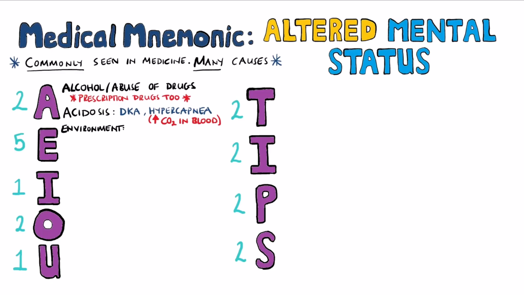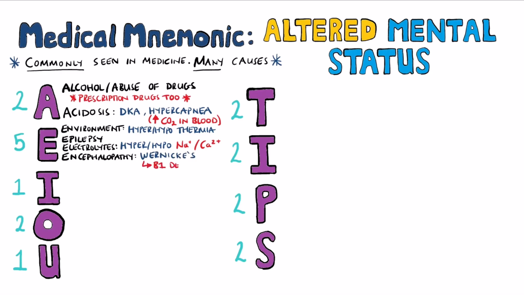E is our biggest list of causes, including environmental causes like hyper or hypothermia, epilepsy, electrolyte imbalances, particularly hyper or hyponatremia, and hyper or hypocalcemia. Encephalopathy is another, which may be acute, such as in Wernicke's encephalopathy, due to the body running out of B vitamins, especially vitamin B1 thiamine. This occurs often in alcoholics and more recently discovered people who've undergone bariatric surgery. Finally, we have endocrine causes such as adrenal insufficiency and thyroid disease.